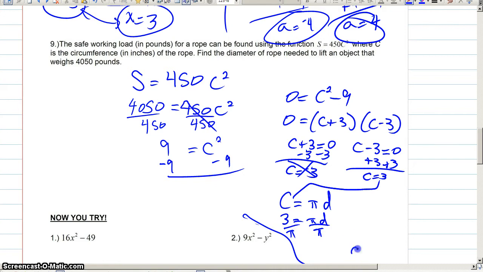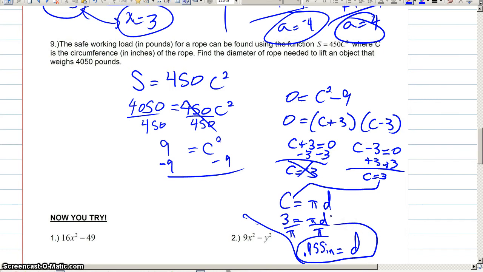And all you have to do real quickly is just type in 3 divided by, and use the pi button on your calculator, and then you can finish that up. So 3 divided by pi, evidently you'd get about 0.955, something like that. So 0.955 inches. So that would be your diameter.